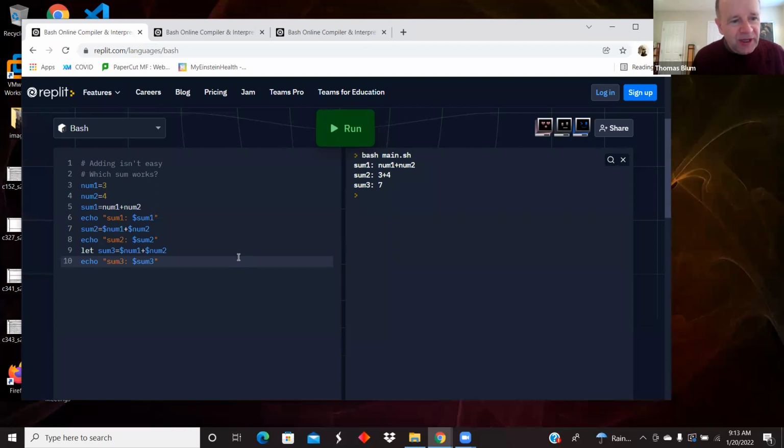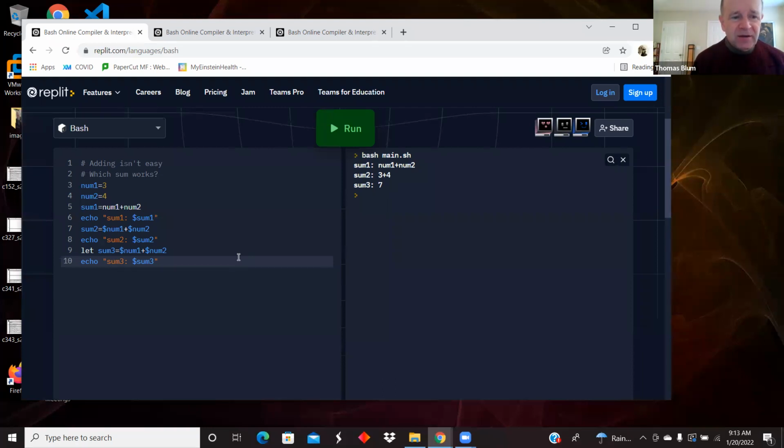Okay, so let's have a look. In line 3 and 4, we are assigning the variable num1 the value of 3, and in line 4 the variable num2 the value of 4. And remember that in assignment there is no $ sign and there are no spaces around the equals. So that's 3 and 4 are proper bash assignment statements.